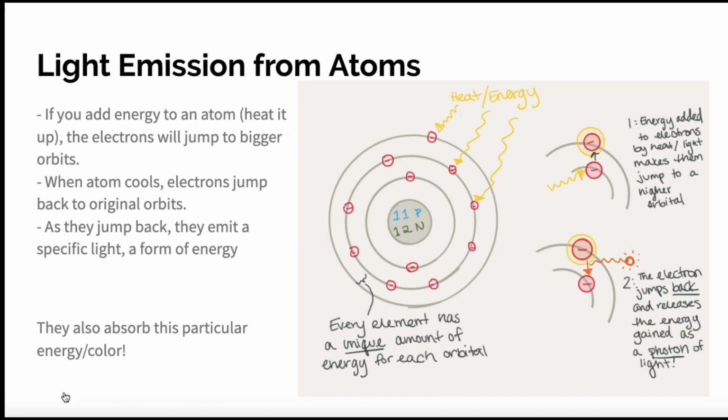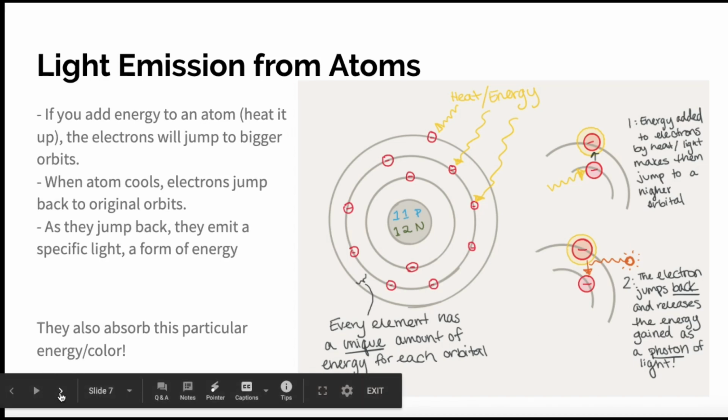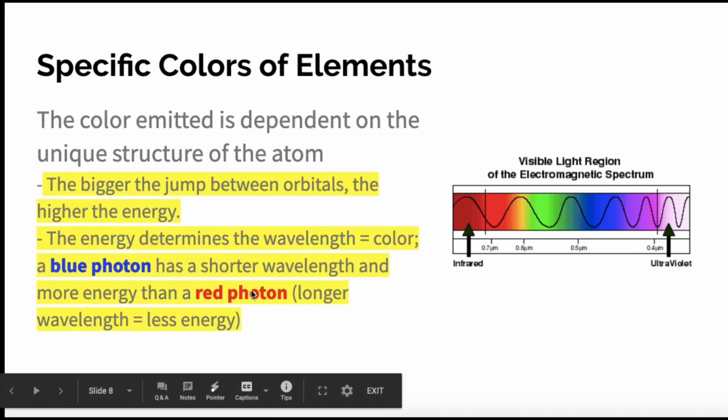When an atom is excited or heated up, the electrons jump to higher levels of electron orbitals. These atoms then cool off and lose the energy, and those electrons return to their resting state. And as they return, they emit that excess energy in a form of energy called light. The wavelengths released are unique to that element.